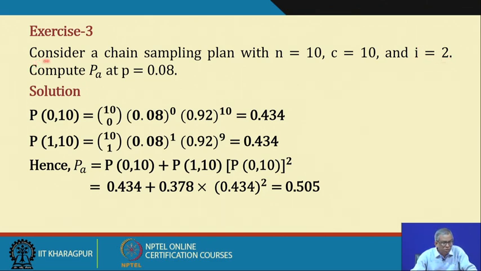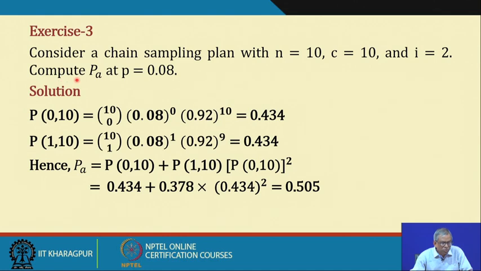So consider this chain sampling plan with n equals 10, c equals 0. This is a very special case, because if you use a single sampling plan with c equals 0, as I have already mentioned, you get an OC curve that is a convex function, and it is very difficult to work with a sampling plan where the OC curve is a convex function. So you have to change the OC curve shape from a convex function to an inverted S. So n equals 10, c equals 0 and i equals 2.